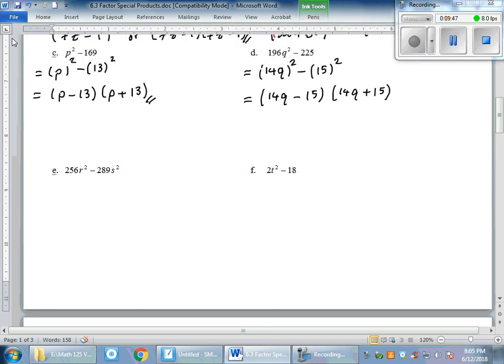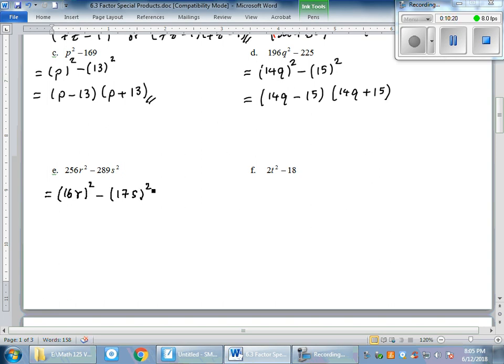So 256 is basically 16 times 16, 16 squared. That's a perfect square number, right? And then 289. Now by this time, hopefully you can see the pattern that I'm trying to give to you. 17 times 17 is 289. Hopefully you memorize these numbers along the way on the examples. So this will become 16r to the second power minus 17s to the second power.